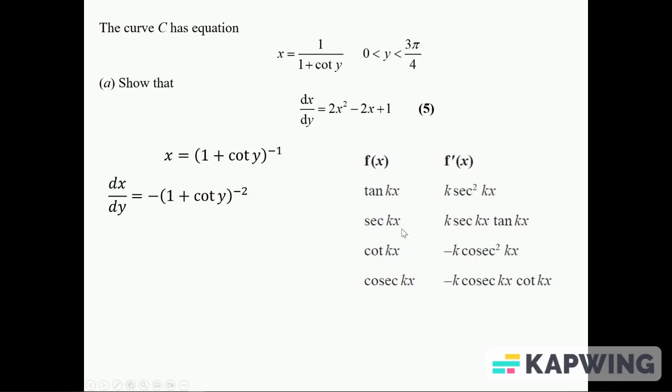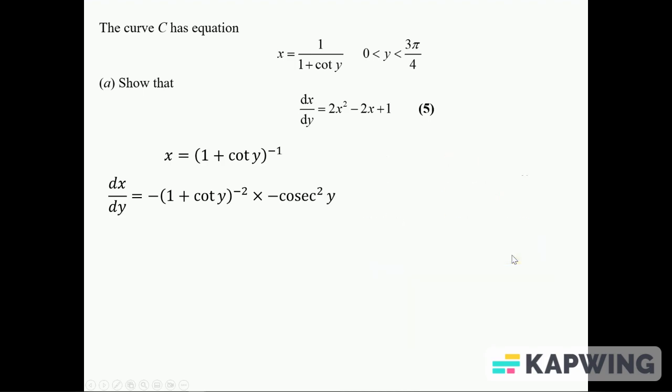Here we go. So we're going to write the x as (1 plus cot y) to the minus 1. So I can do dx over dy. The minus 1 will go in front. We'll have the bracket to the power of 1 less, the power of minus 2, and then multiplied by the bracket differentiated. This is what it's got in the formula book, and the cot differentiated is cosec squared. We've really just got cot y instead of kx, so it's going to be minus cosec squared y.